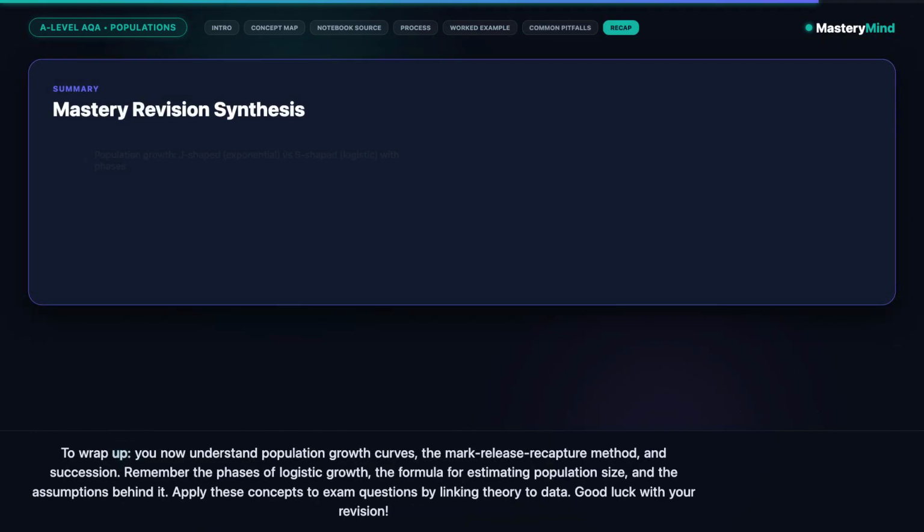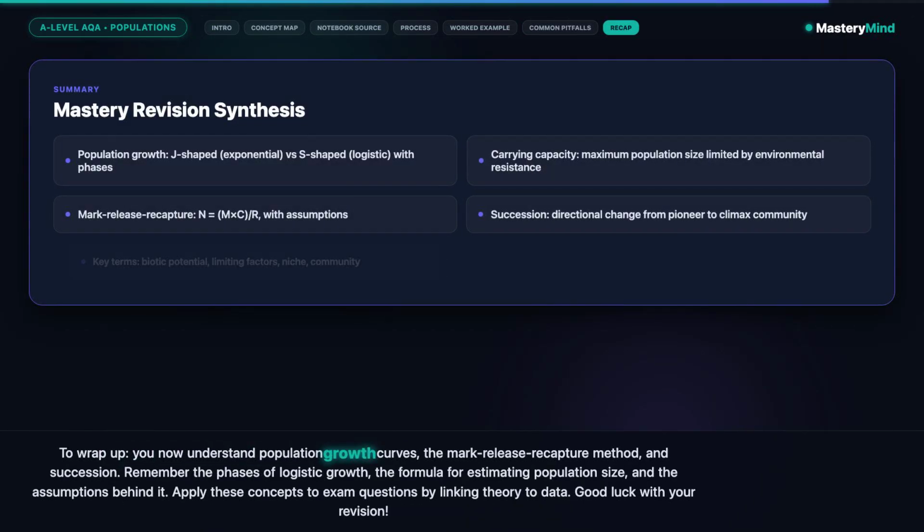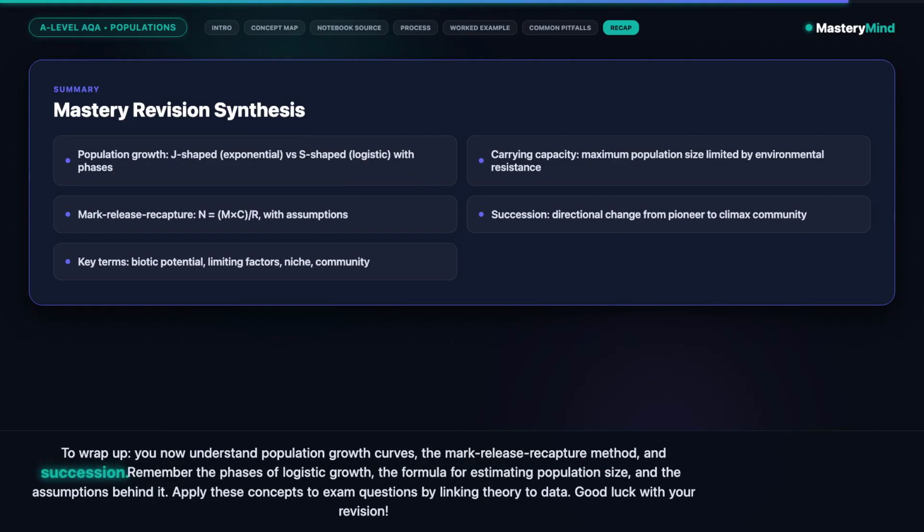To wrap up, you now understand population growth curves, the mark-release-recapture method, and succession. Remember the phases of logistic growth, the formula for estimating population size, and the assumptions behind it. Apply these concepts to exam questions by linking theory to data. Good luck with your revision.